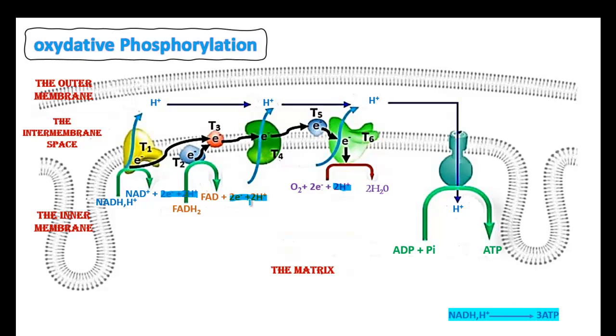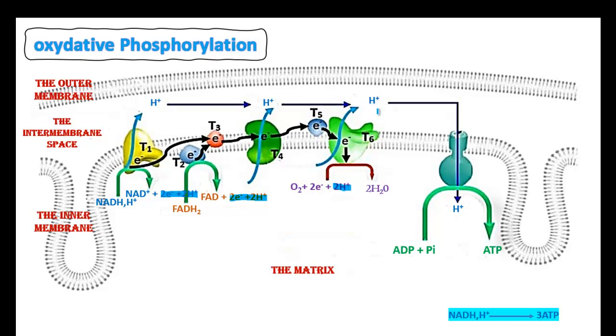Now the protons coming from the oxidation of FADH2 are going to be pumped through complex number 4 and complex number 6. So we will have only 2 protons in the intermembrane space. Actually we have a lot, but we will just keep in mind only 2. And this is going to produce the electrochemical gradient.